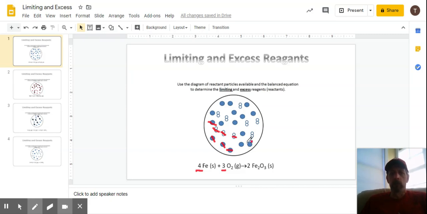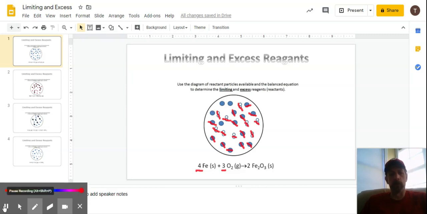Let's continue the 4:3 ratio. So we'll take away 4 iron, and we'll take away 1, 2, 3 oxygen. And it looks like there's still plenty of chemical left. We'll take away 1, 2, 3, 4 iron, and 1, 2, 3 oxygen. And notice now we have completely run out of oxygen molecules. Therefore, oxygen is what we would call our limiting reagent. And iron, of which there is leftover quantity, the blue spheres, is what we would call our excess reagent.